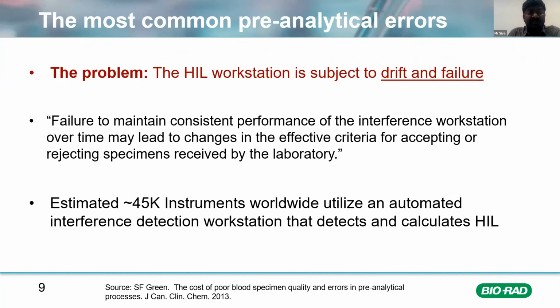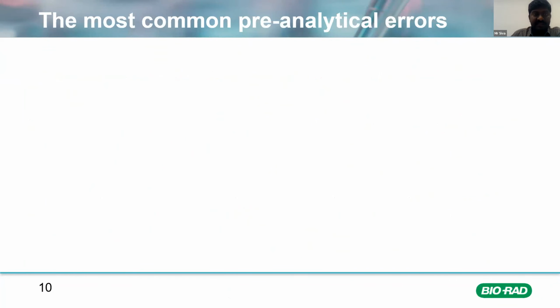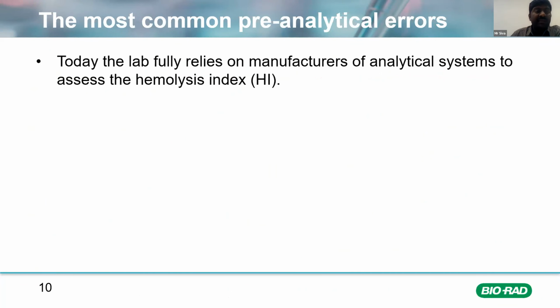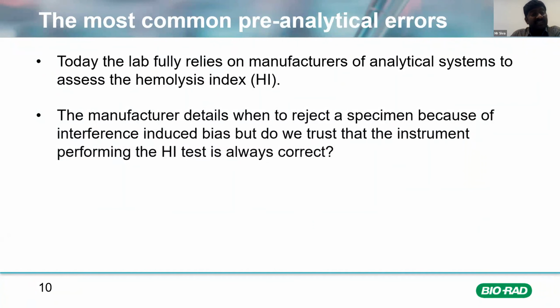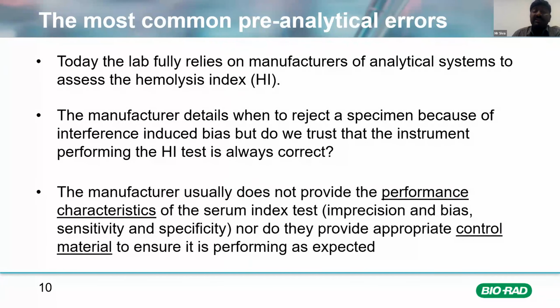So it can affect the efficiency of the HIL module itself, and it can fail at times. An estimated 45K instruments worldwide utilize this automated interference detection workstation that detects and calculates the HIL. This is just a normal survey. Today the lab fully relies on manufacturers of analytical testing systems to assess the hemolysis index. The manufacturer details when to reject the specimen because of the interference, which includes the induced bias. But do we trust that the instrument performing the HIL test is always correct? We are not sure.